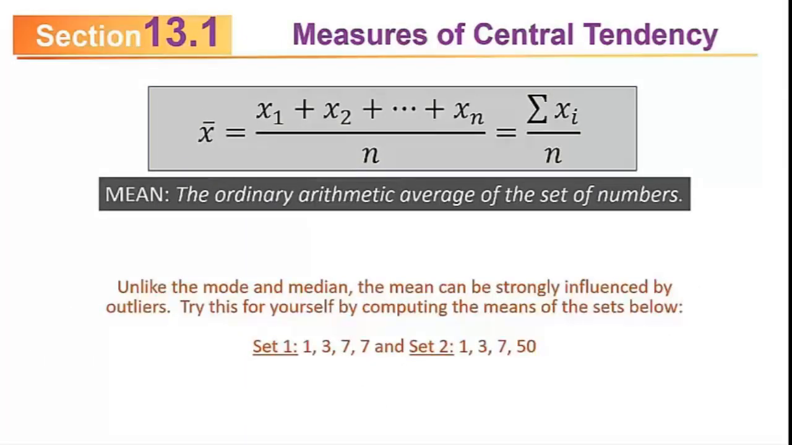I mentioned earlier that the mode and the median are not affected by outliers. The mean, however, is. It can be strongly influenced by outliers. And if you don't believe me, try it yourself. Take the mean of 1, 3, 7, 7 and then take the mean of 1, 3, 7, 7, 50, and you'll see how much difference that one number 50 makes to the mean. Doesn't change the mode, doesn't change the median, but the mean is highly sensitive to outliers.